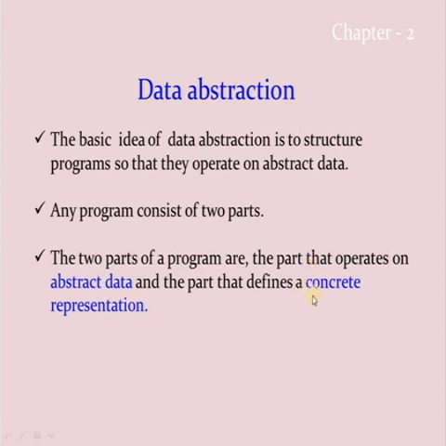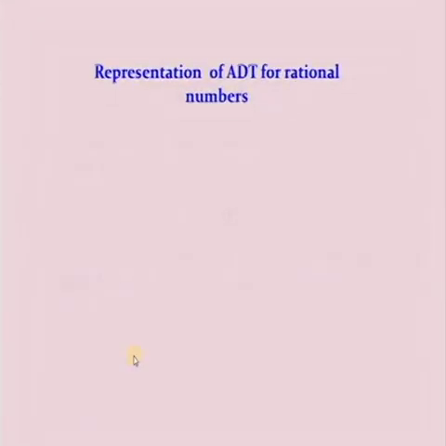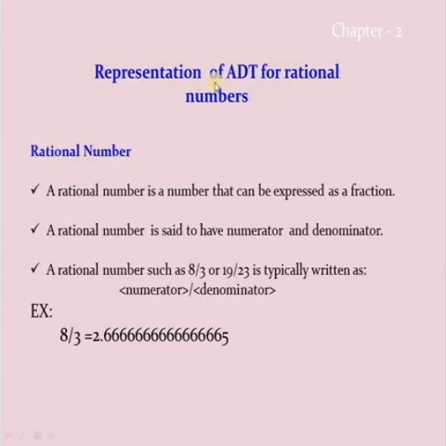So we are going to see what this concrete representation is and what the link is between this and the abstract data type. See the example of representation of an abstract data type for rational numbers. Before defining the abstract data type, we must know what a rational number is. A rational number is nothing but a fractional number. So, for example, take the number 8 by 3 or 19 by 23. All these kinds of numbers are fractional numbers.